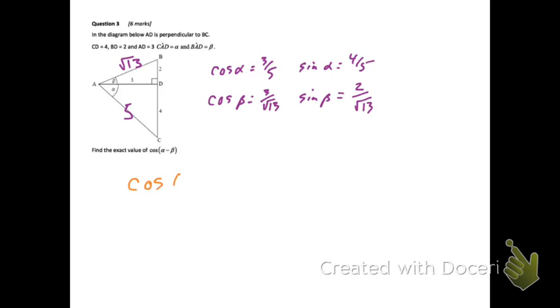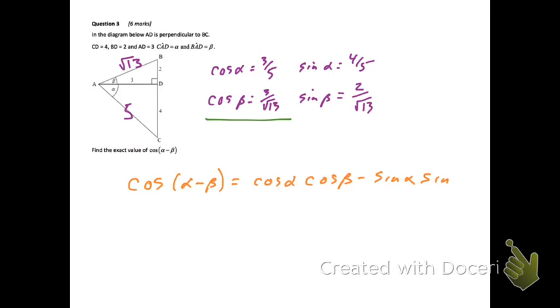So now, looking at this, the question says find the exact value of cosine of alpha minus beta. Now that kind of rings a bell. That looks to me like one of my compound angle formulas. I'm starting to recognize these now. So I can look this up in my formula book, and hopefully maybe I'm starting to memorize some of these. This is my compound angle formula.